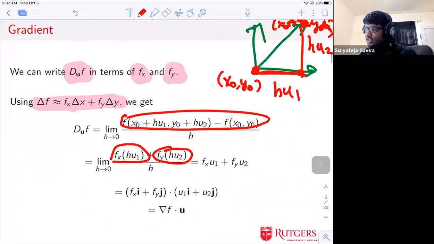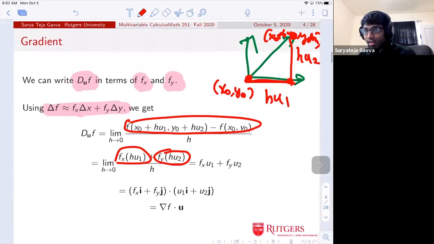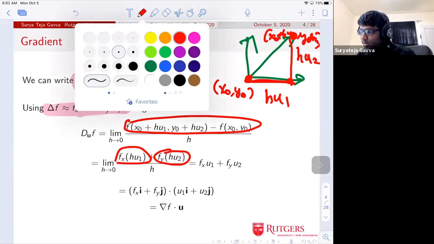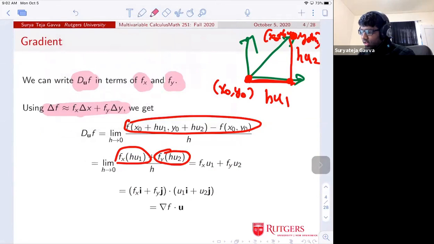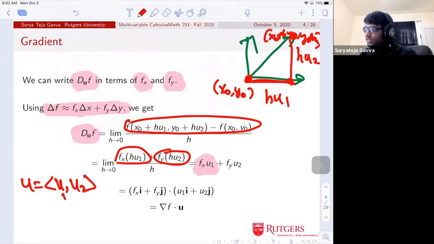Okay, so again, this is a really important idea. Please make sure that you understand it. I'm repeating it again. The change in f can be written in terms of change along the x-axis plus change along the y-axis. If I do that, and I take the limit, you'll see that this derivative along u, where u is the vector (u1, u2), will be nothing but fx times u1 plus fy times u2.